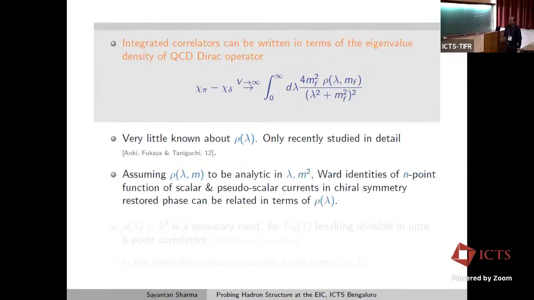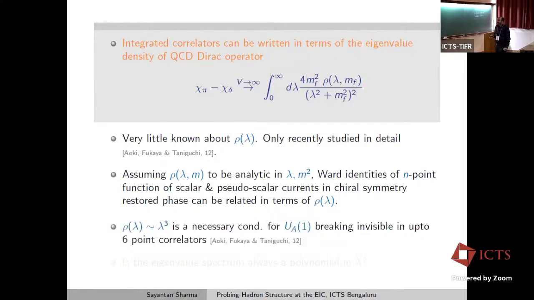And in these papers and in most of the calculations in the literature, one assumes that rho is an analytic function in the eigenvalue and mass squared, and then uses different Ward identities between the scalar and pseudo-scalar channels, and then tries to characterize the functional dependence of the eigenvalue density as a function of lambda. And this calculation actually tells us that rho of lambda should go as lambda, which is a necessary condition for UA1 breaking to be visible in the 6-point correlation function of the scalar and pseudo-scalar currents.